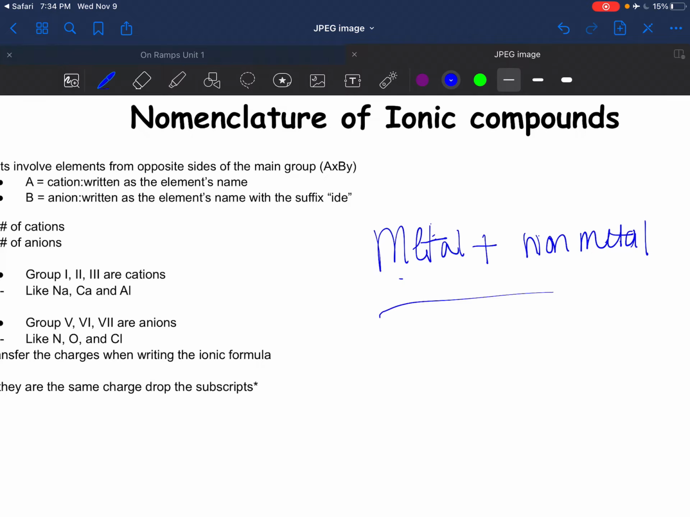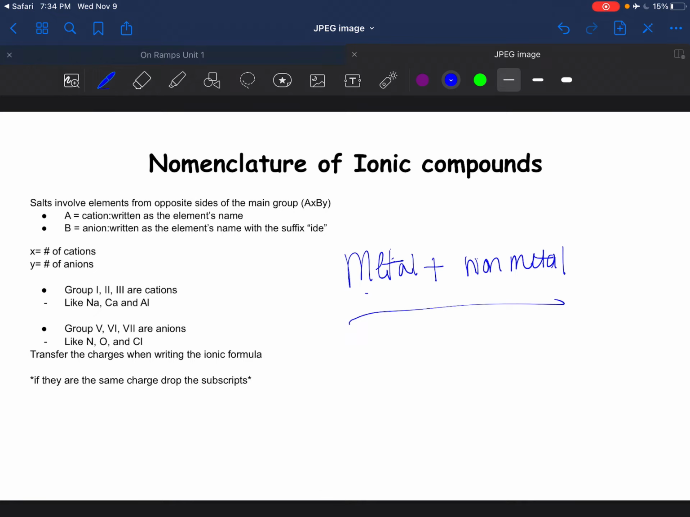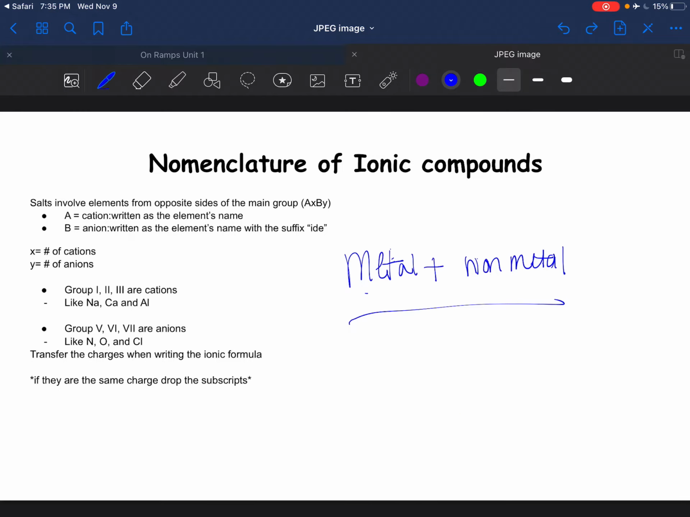So if we see a metal and a non-metal, you're going to give it a name. Oh my Lord. I am just going to use the back of the pencil because that seems to be working better. Okay. We're good to go, guys.